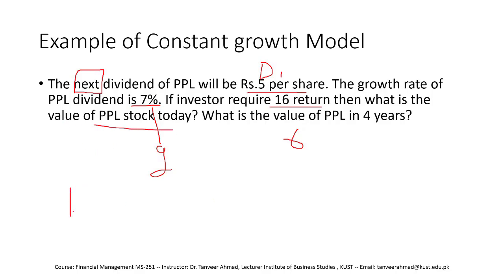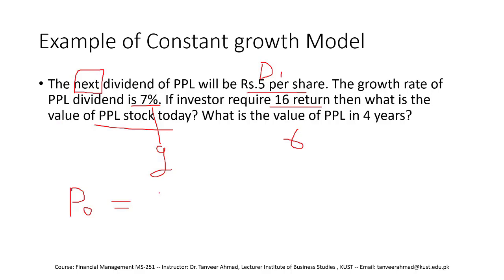So we need to find what? We need to find P0. We know that the formula of P0 is equal to D1 divided by R minus G. We will look into this one in a minute. But let's solve the first aspect of this question, and that is the value of PPL stock today. So let me solve it here.